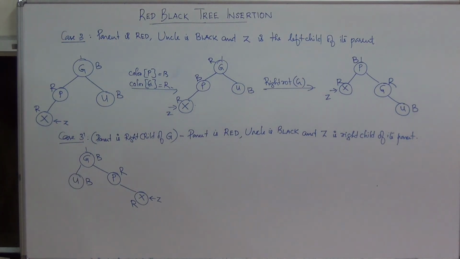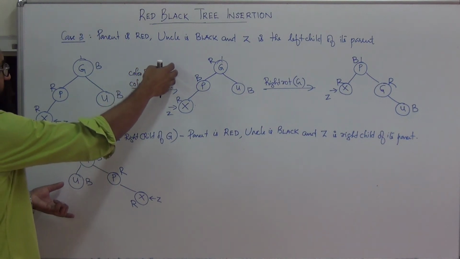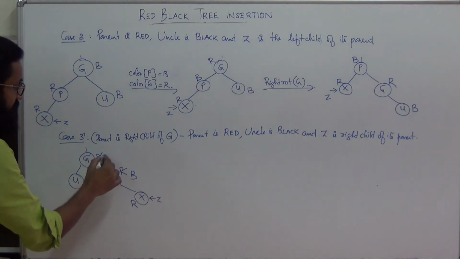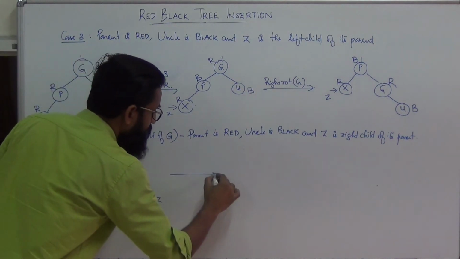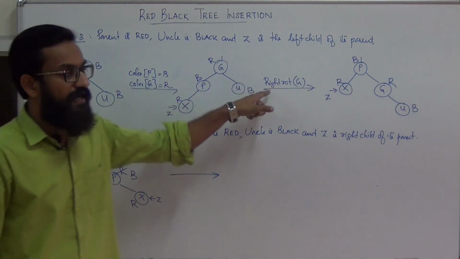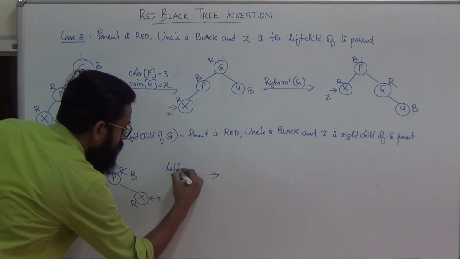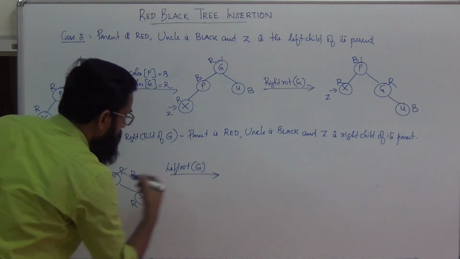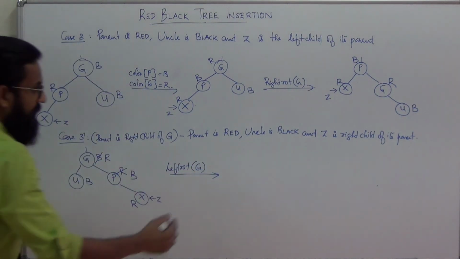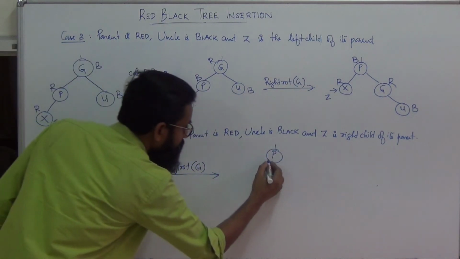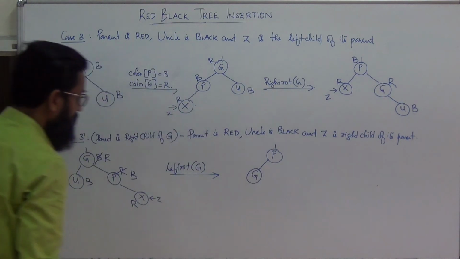So in this case, in order to resolve it, the color change operations will be same as that of the symmetric case 3. So you have to change color of parent to black and grandparent to red. This must be followed by rotation. Here you have performed right rotation, but in the symmetric case you have to perform left rotation. So left rotate with respect to grandparent. If you perform left rotation with respect to grandparent, parent will take the position of grandparent and grandparent will be pushed to the left subtree of parent.